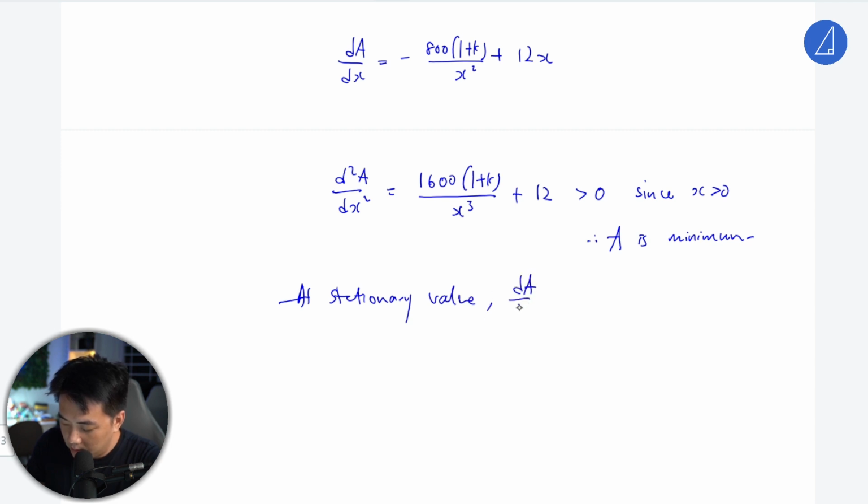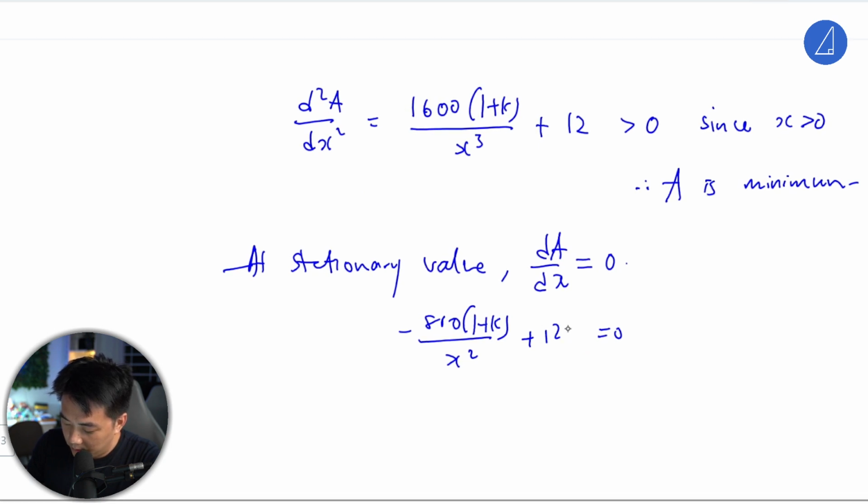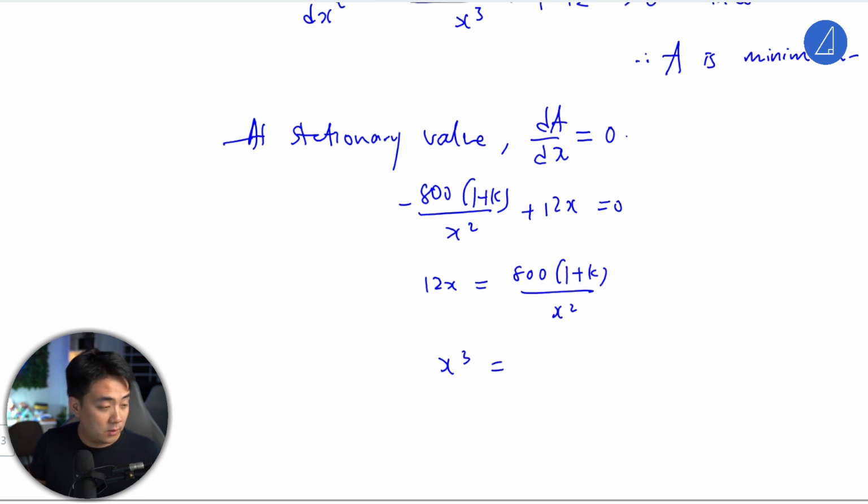dA/dx is equal to 0. Okay, so I'm going to find this out. My 1 plus k over x squared plus 12x equals 0. So we need to find out what x is, right? In this case, I get 12x equals 800(1 plus k) over x squared. x cubed equals 800 divided by 12.